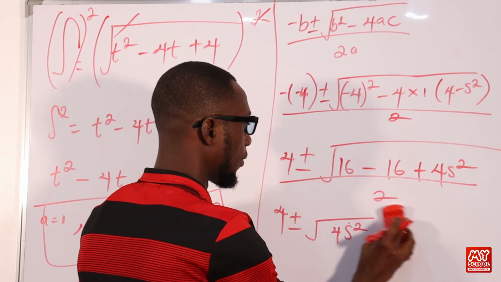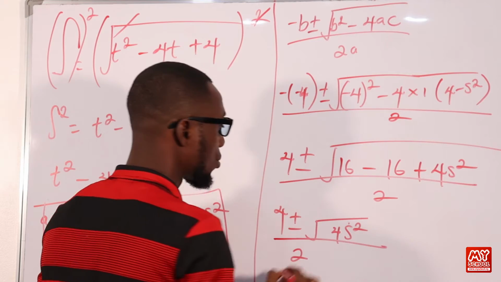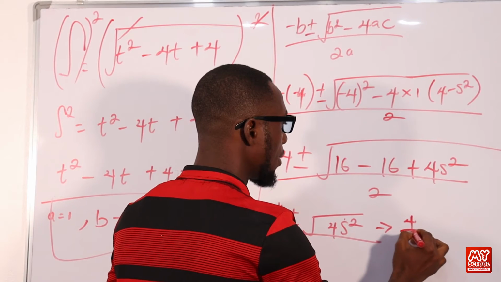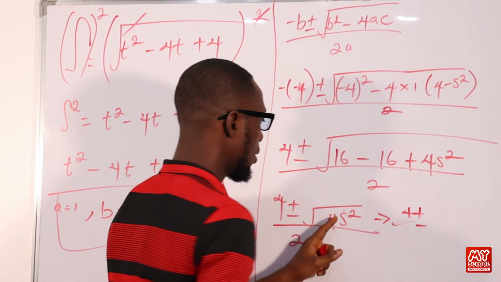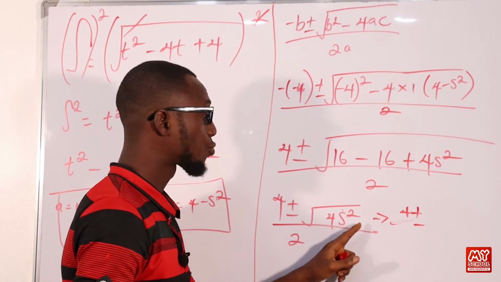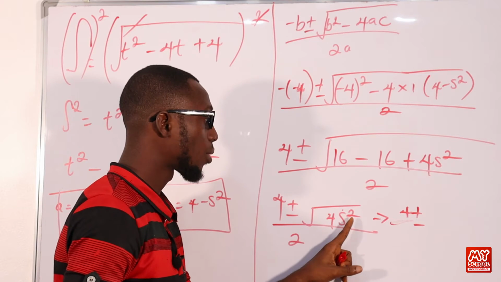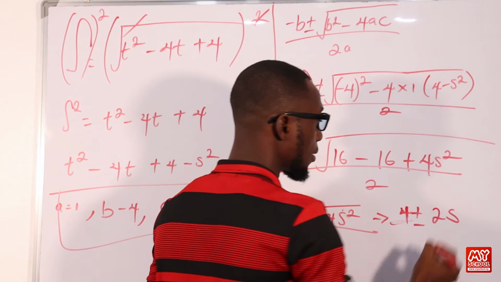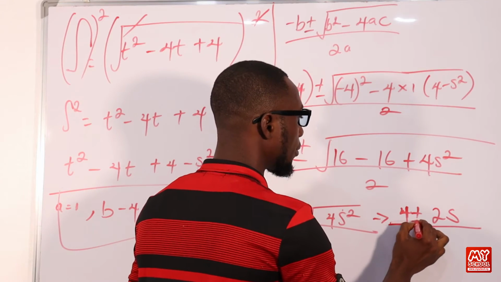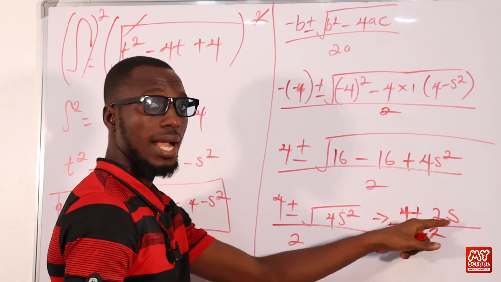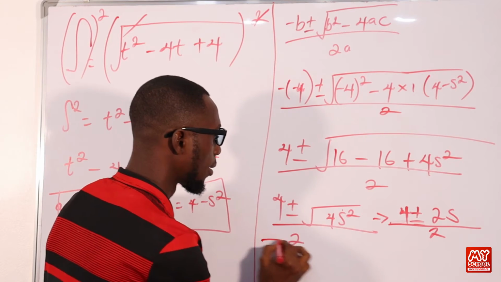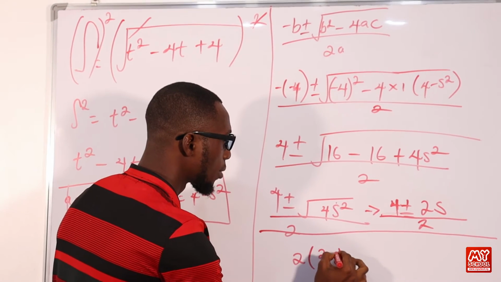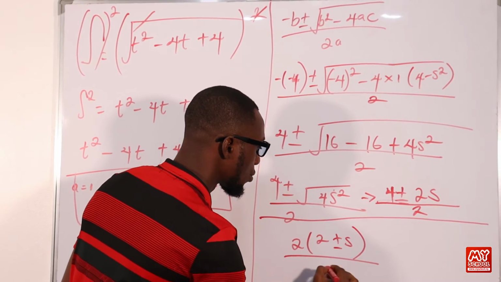Wow. Okay, so over 2, isn't it? So I would have 4 plus or minus, right? The square root of 4x squared is 2x. Square root of 4 is 2. Square root of x squared is x. So I have 4 plus or minus 2x, isn't it? Over 2. I can still make this smaller by saying 2 into brackets, right? 2 plus or minus x over 2, isn't it?